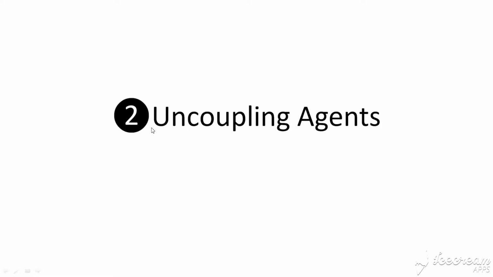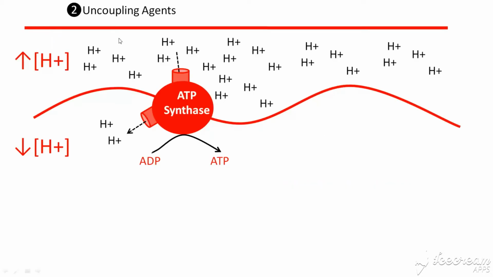So the second group of poisons of oxidative phosphorylation are called uncoupling agents. Okay, so what are uncoupling agents? So these are agents that are going to cause a hole in the inner mitochondrial membrane. And this hole, of course, is going to cause the leakage of protons from the intermembrane space into the mitochondrial matrix. And in the process, they're going to produce heat that can present as a fever.